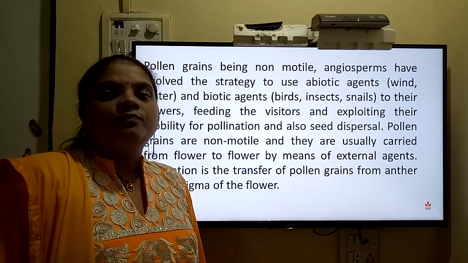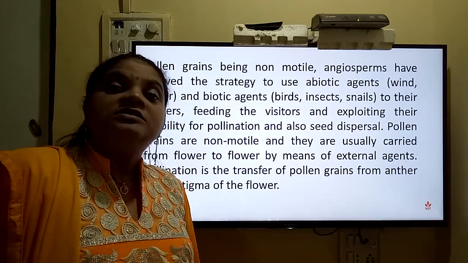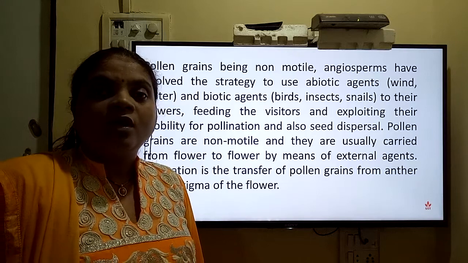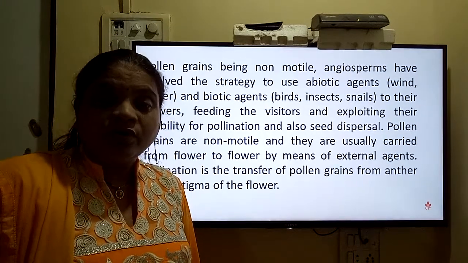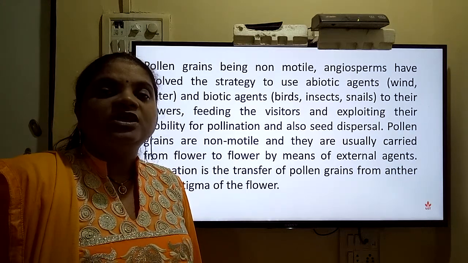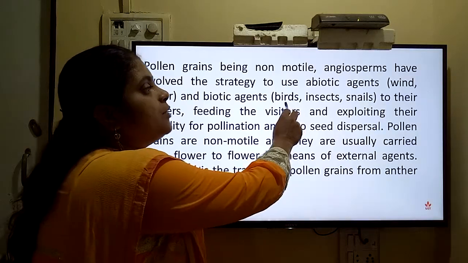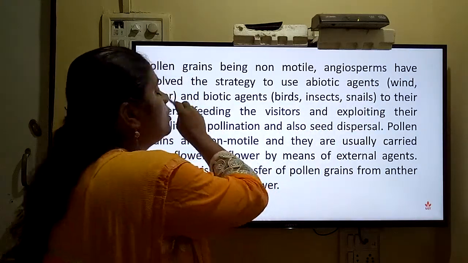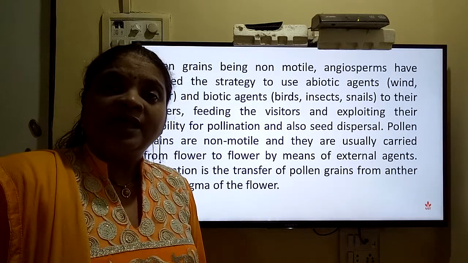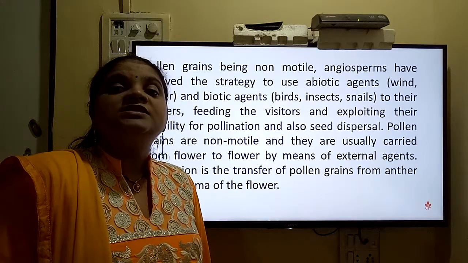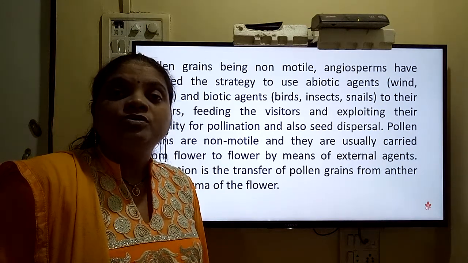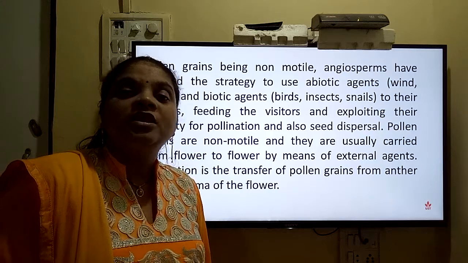As I told you, the pollen grains are non-motile. Still, these pollen grains are carried from one flower to another flower, or the pollen grains are transferred from one flower to another flower, by external agents. So what are these external agents? Birds, insects, snails, wind, water, these are the external agents. We can also call these agents pollinators. It is a prerequisite step of fertilization to carry out reproduction in the flower.